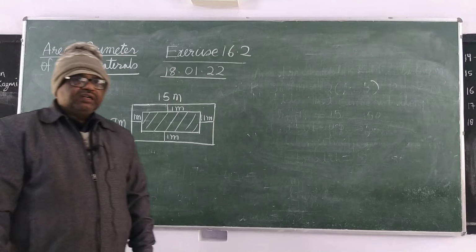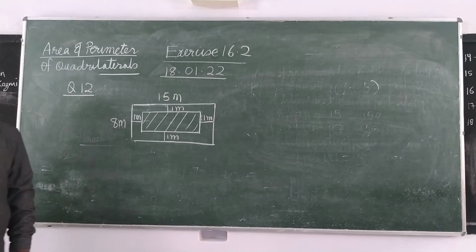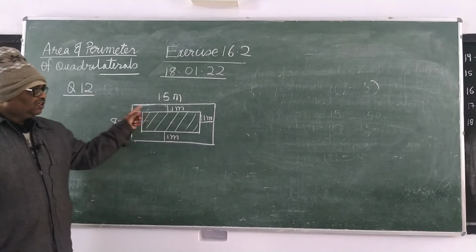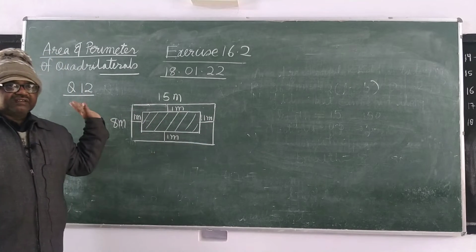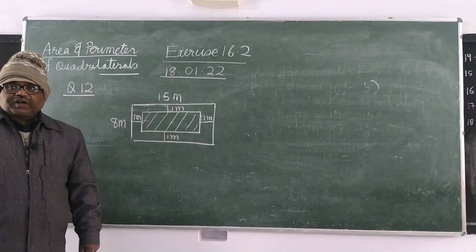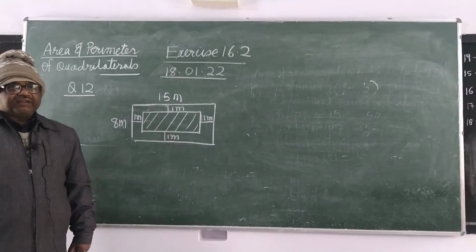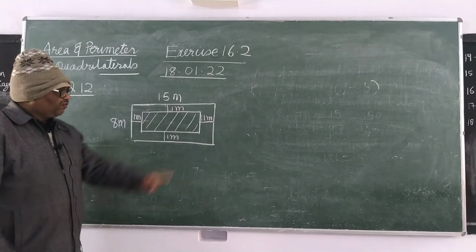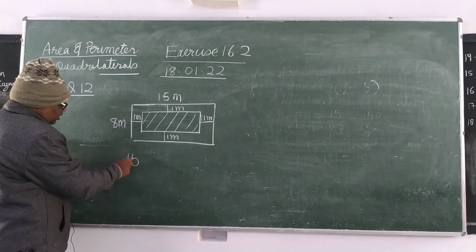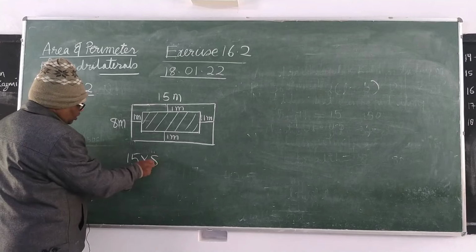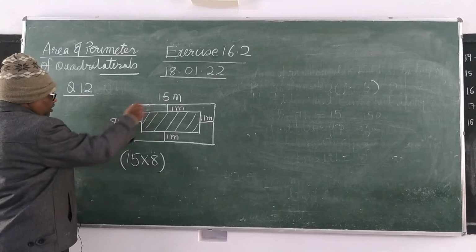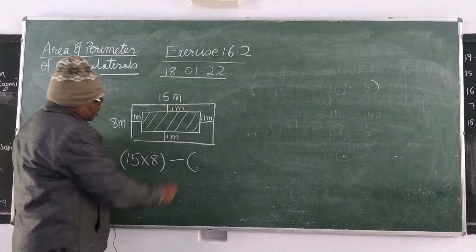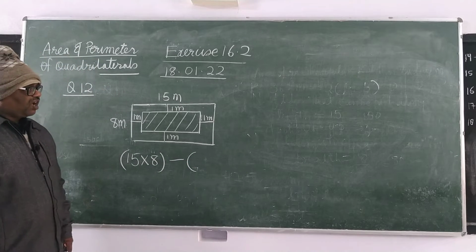You have to find the fraction of uncovered area. What is the uncovered area? Uncarpeted area. Uncarpeted area is this. So first you find out the uncarpeted area. How will you find the uncarpeted area? Area of the floor. What is area of the floor? 15 into 8. Minus area of carpet.